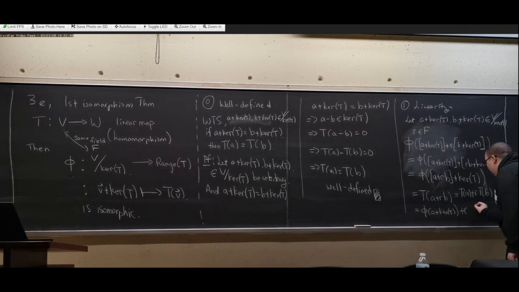Plus R phi of B plus kernel of T. Right, which would mean it is linear. So that means linear.